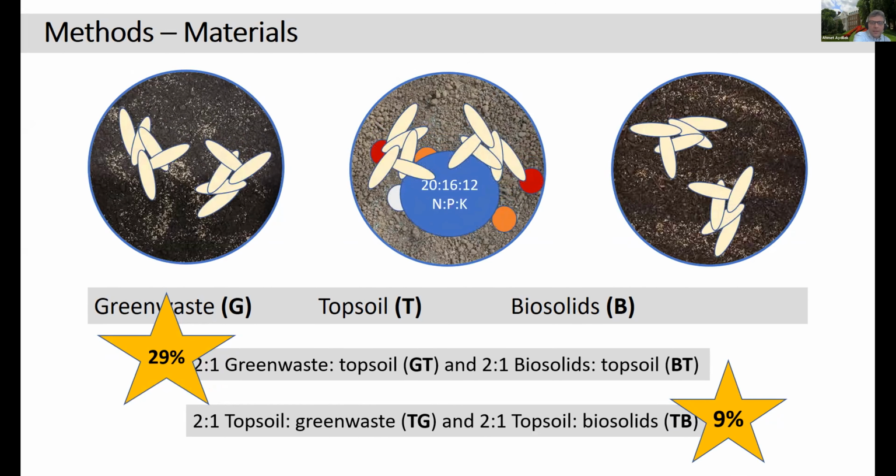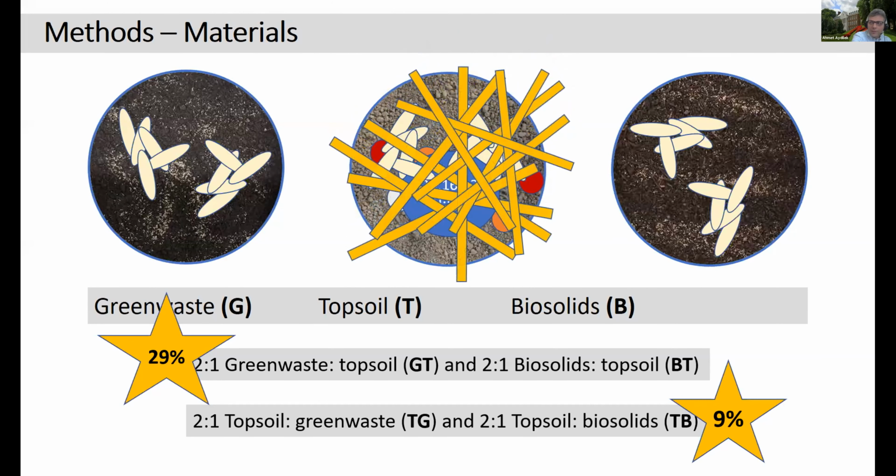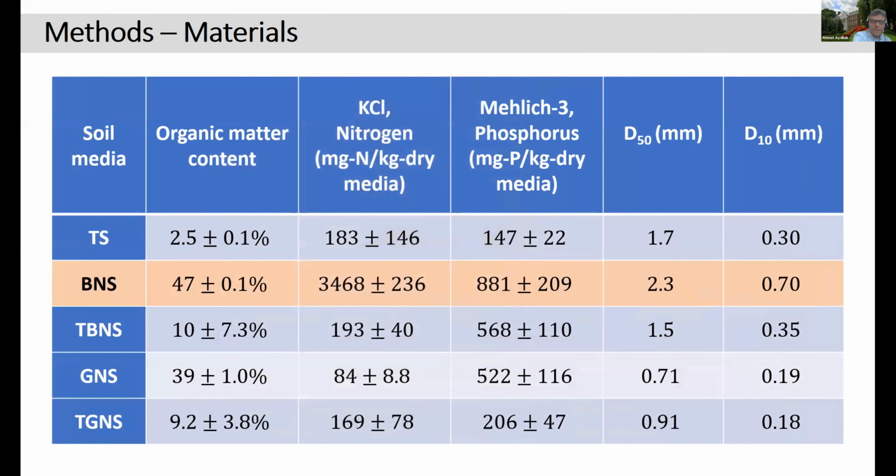We added the seeds for vegetation, and we added fertilizer to the topsoil. The nitrogen, phosphorus, and potassium ratio of that fertilizer is given. Of course, we don't have fertilizer for the other one, and we also had straw for the topsoil only. The properties of these are also listed here: organic matter content, potassium chloride extracted nitrogen, and the Mehlich 3 extraction method to determine the phosphorus.